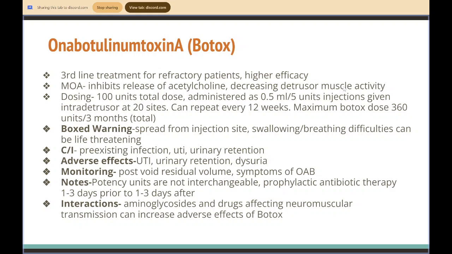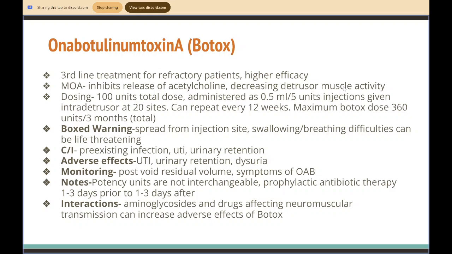Adverse effects are UTI, urinary retention, and dysuria. Monitoring, you need to check post-void residual volume, and then, of course, keep track of the symptoms of overactive bladder. Some notes about Botox. Potency units are not interchangeable, and prophylactic antibiotic therapy 1 to 3 days prior to 1 to 3 days after the injection.